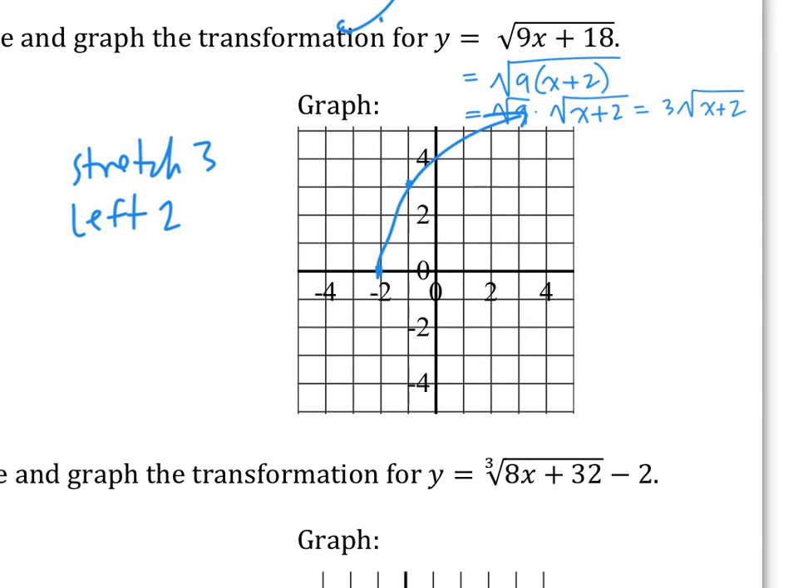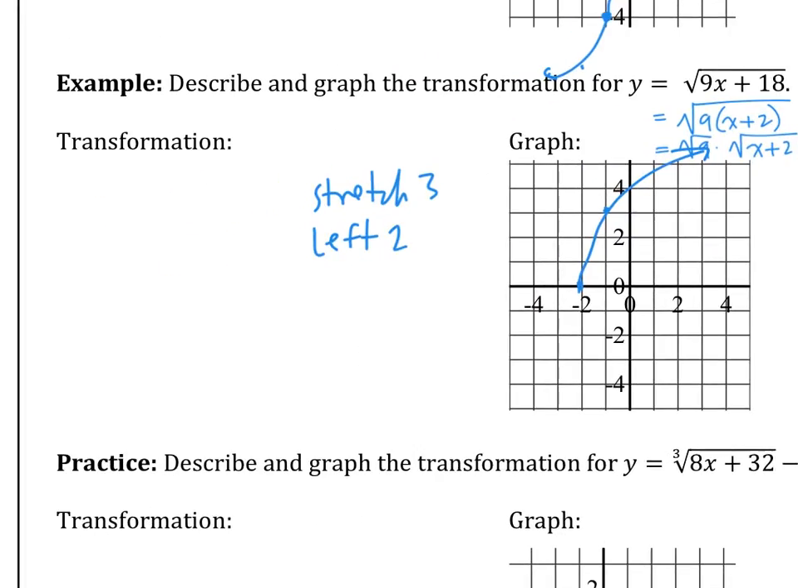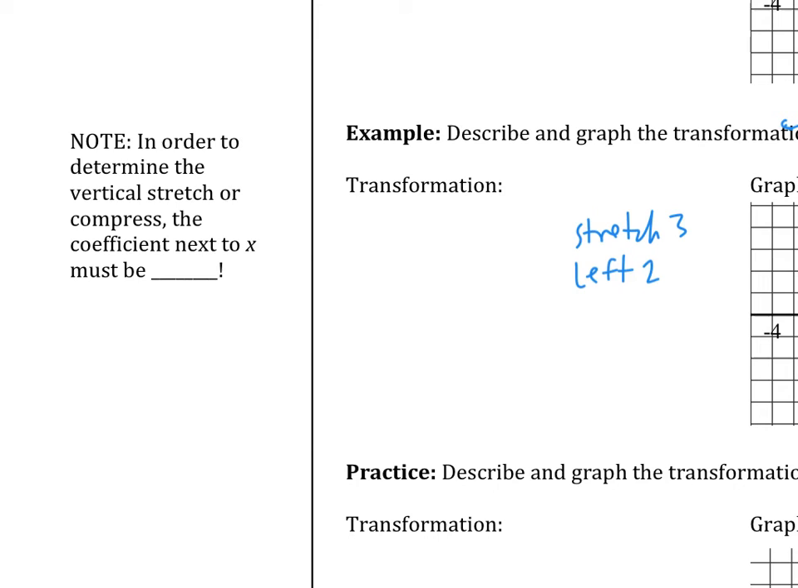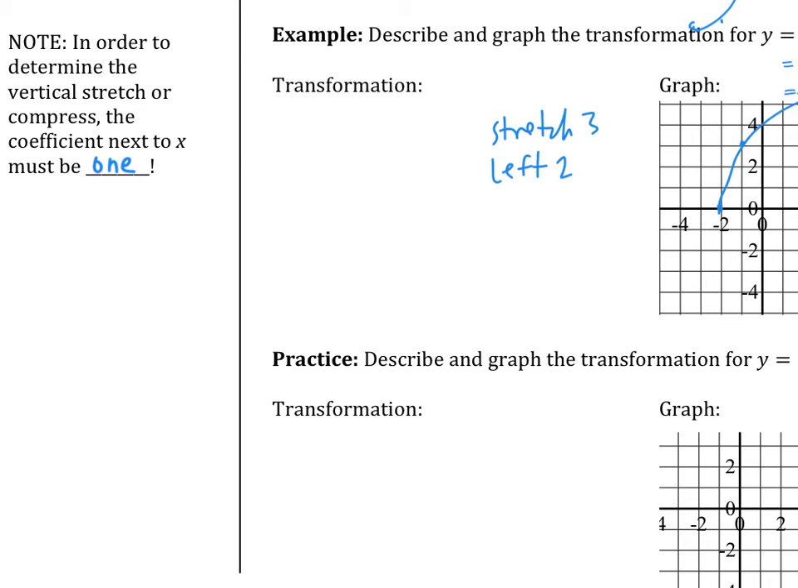All right, you guys give the last one a try. Are you putting a note? Oh, sorry. The note: in order to determine the vertical stretch or compress, the coefficient next to x must be 1. If it's not 1, you have to factor it out. Okay, so try this last one. Let me know when you are done with your transformation and graph.